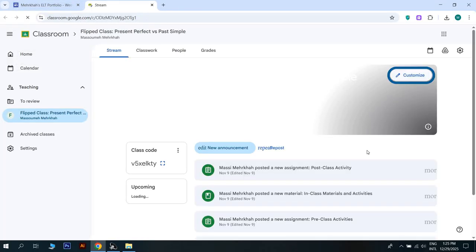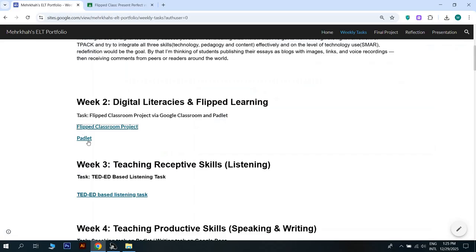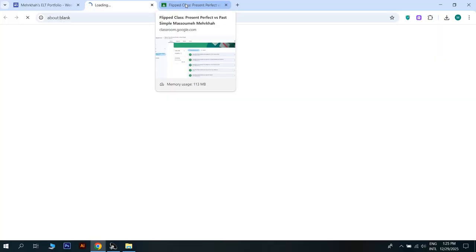The main class was in Google Classroom, and I also put a Padlet link here so students can give their ideas and feedback on the Padlet wall. And here, as you can see, I had pre-class materials in class and other things, and I had a Padlet wall for students to reflect on the class, and also to watch the video that I had provided for them for the lesson, which was present perfect versus past simple.